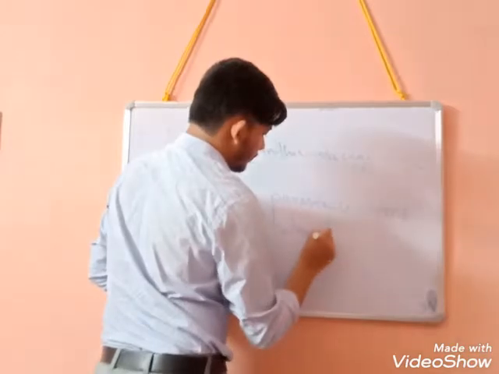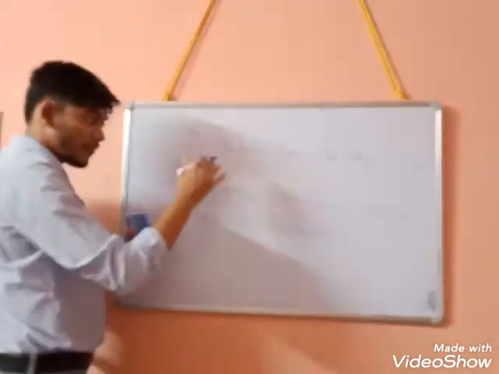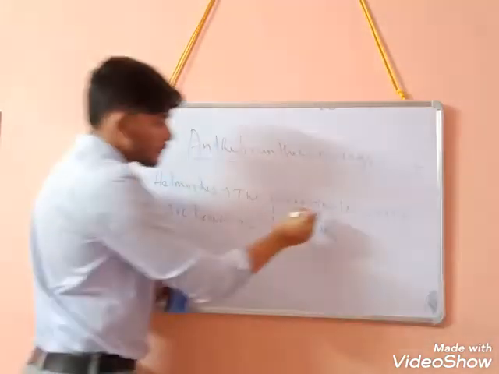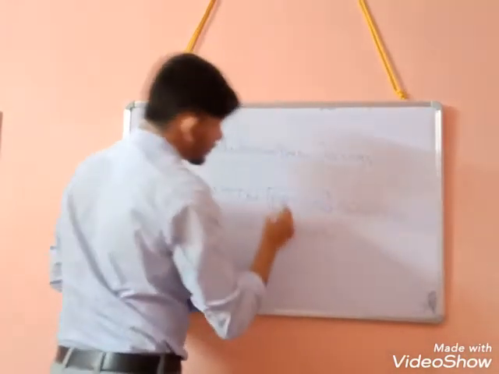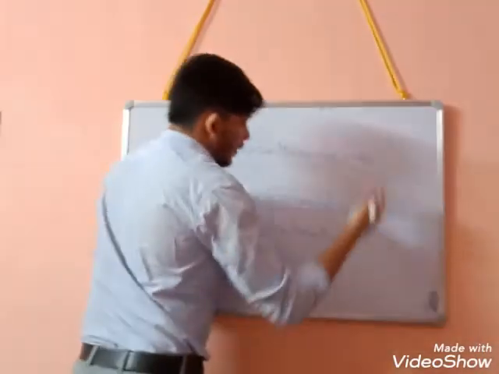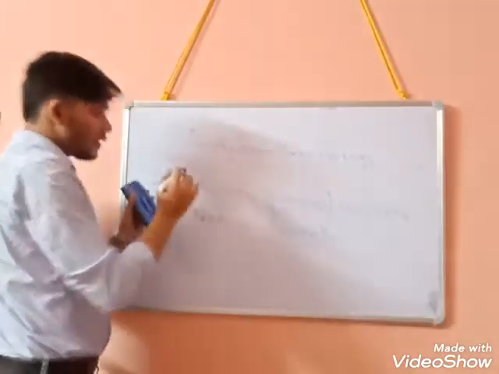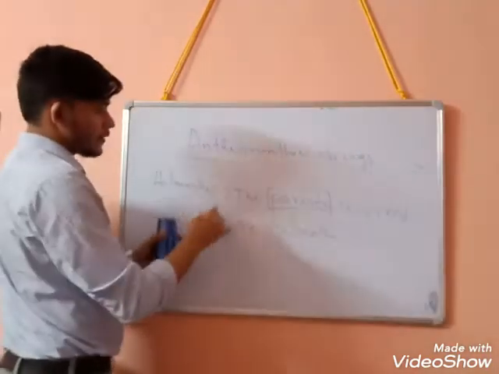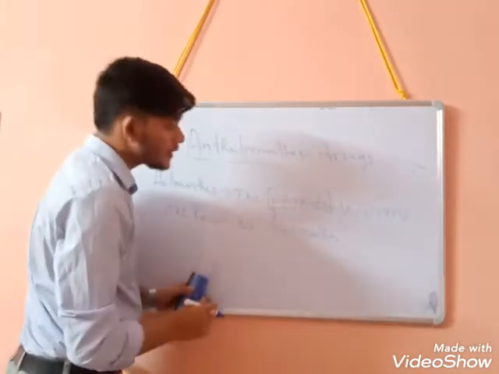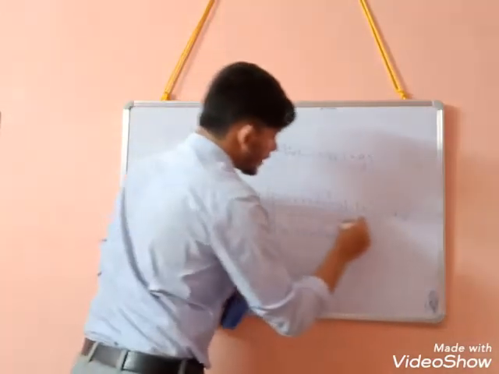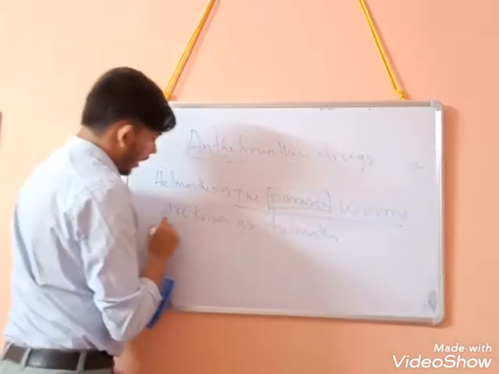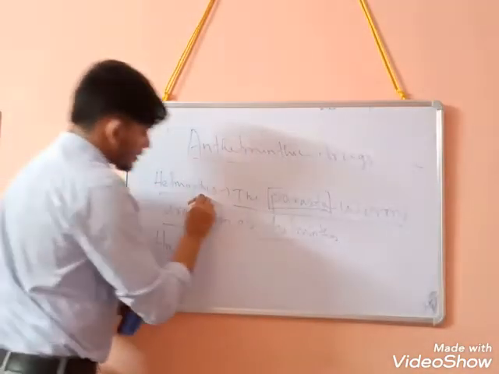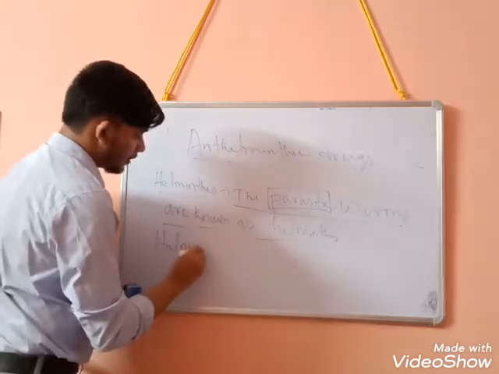So what is a parasite? Before, I mentioned parasitic protozoa in the antiamoebic drugs. Parasite means any organism which resides in another organism and derives its nutrition from that one. That organism is known as a parasitic organism. So the parasitic worms are known as helminthes. Next we will see what is helminthiasis.